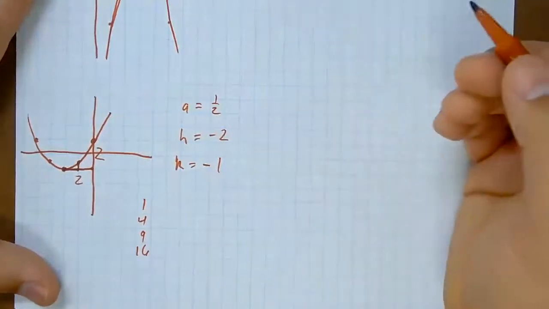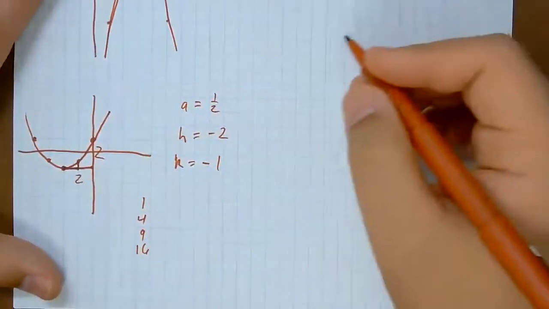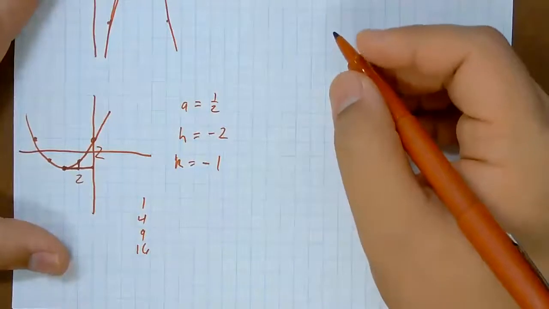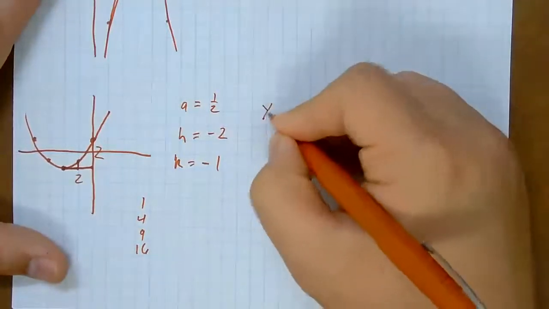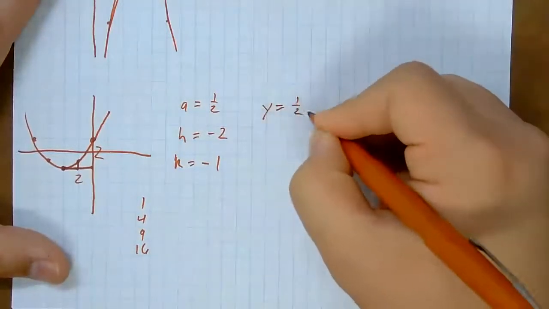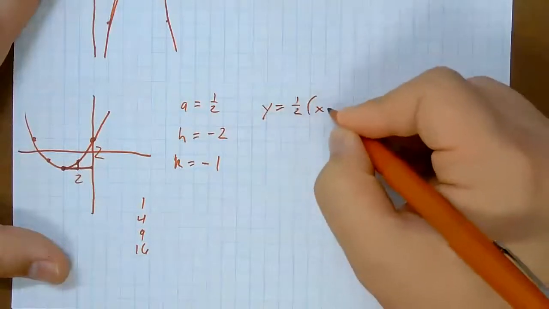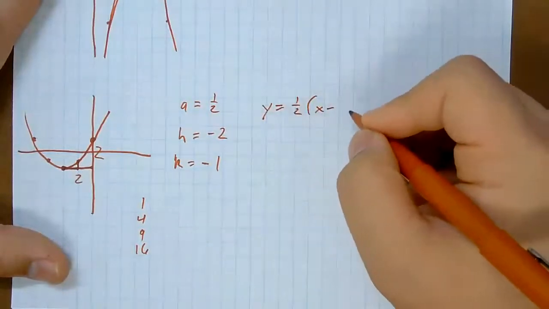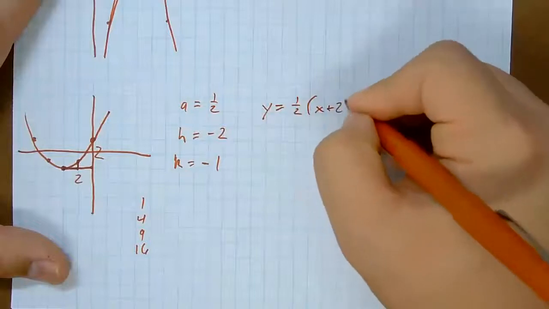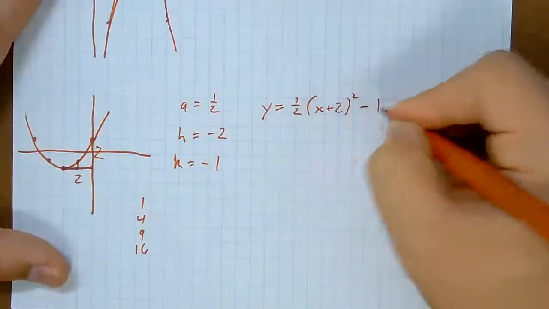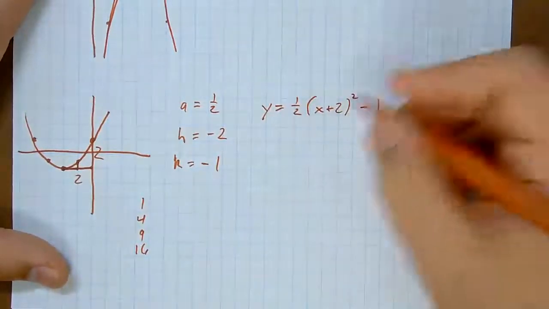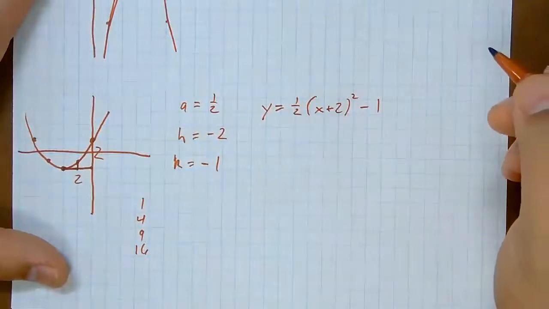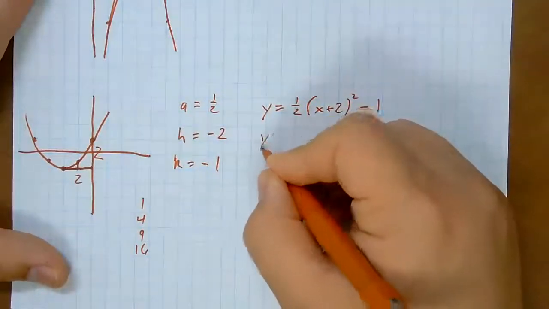Okay. Now I said we're going to be putting this into standard form. That's not too tricky. We first have to put it into vertex form. So Y equals 1/2 times X minus -2. So minus and negative is plus 2 squared minus 1. From here, we're going to be squaring our binomial.